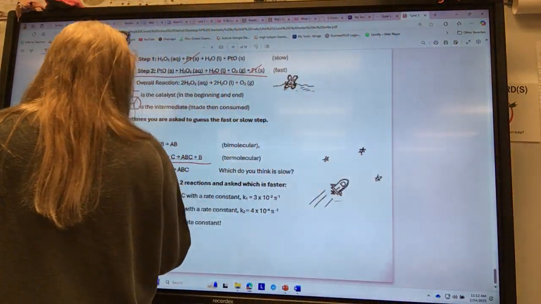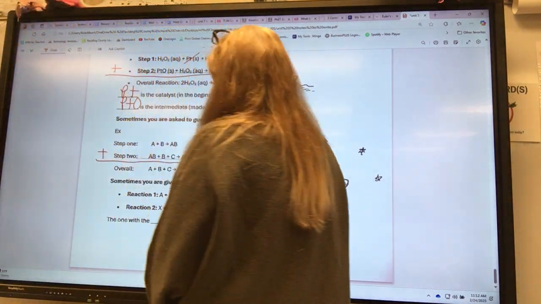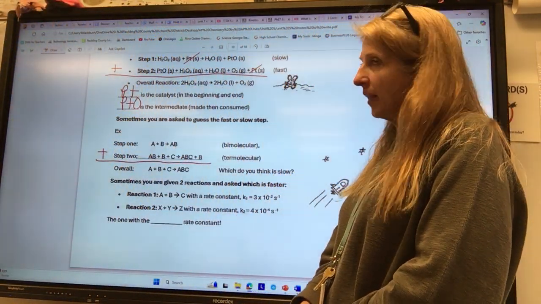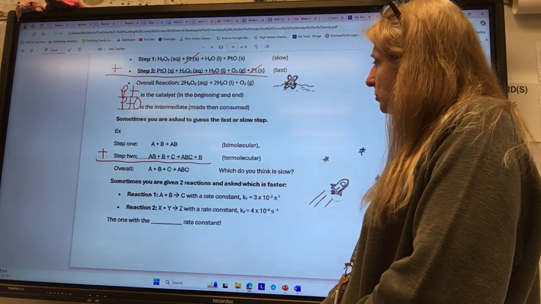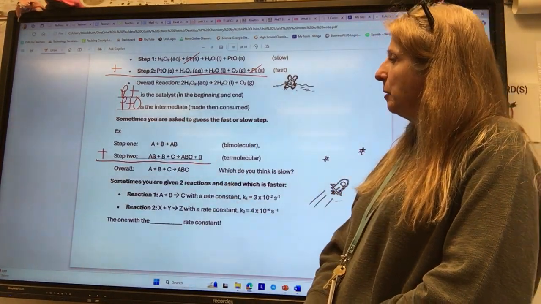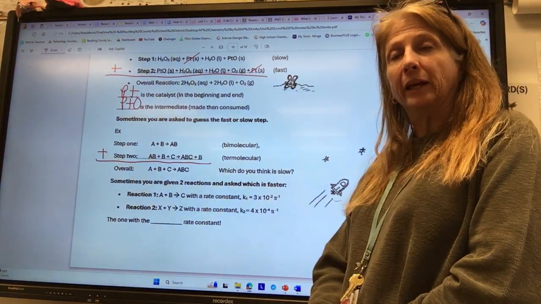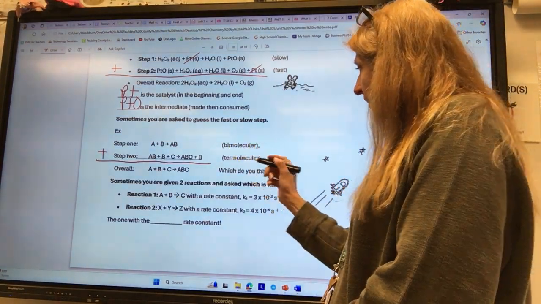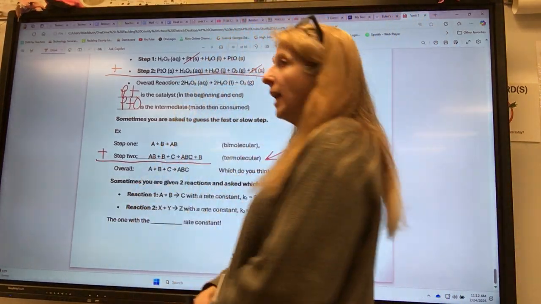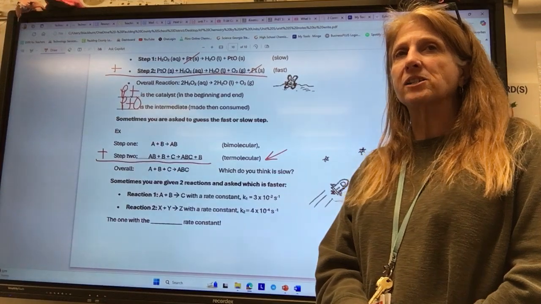Okay, so sometimes you're given reactions like this, and you're asked to guess the fast or slow step. So here we got 2 steps, just eyeballing it. Which one do you think would be harder? Thinking about collision theory, which one do you think might be the slow step? Step 1, A plus B makes AB, or step 2, AB plus B plus C equals ABC plus B? You said step 2. You are correct. Can you tell me why?